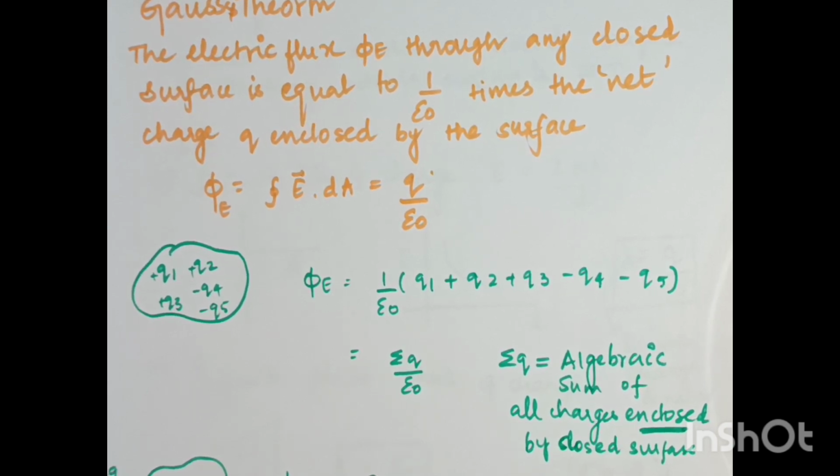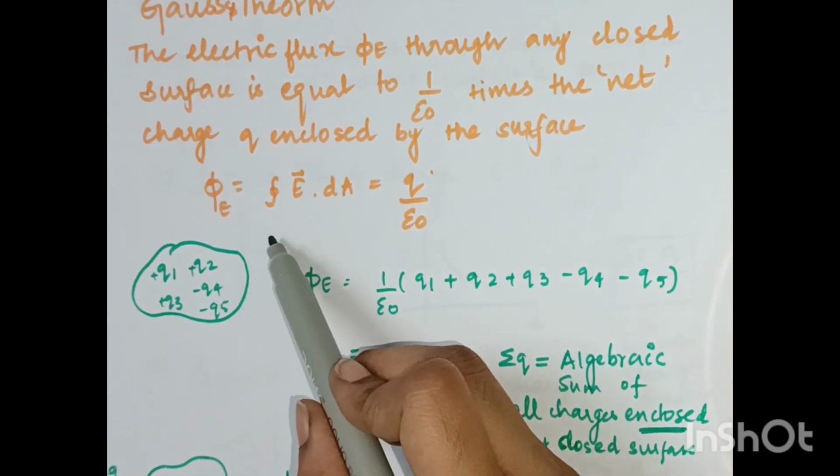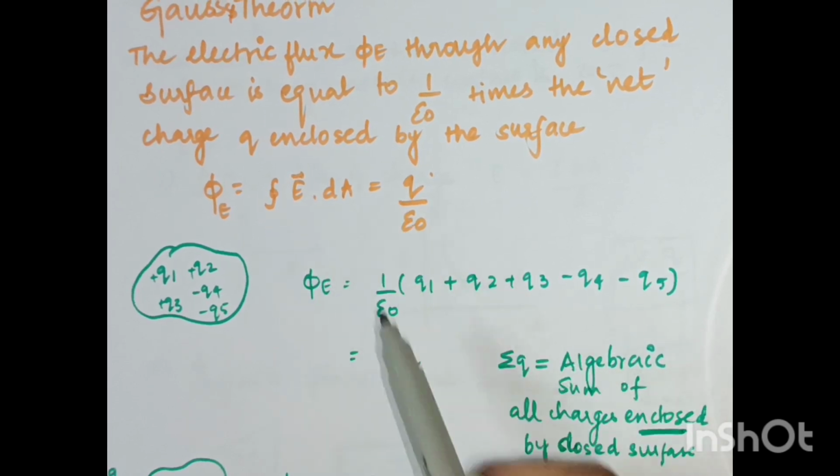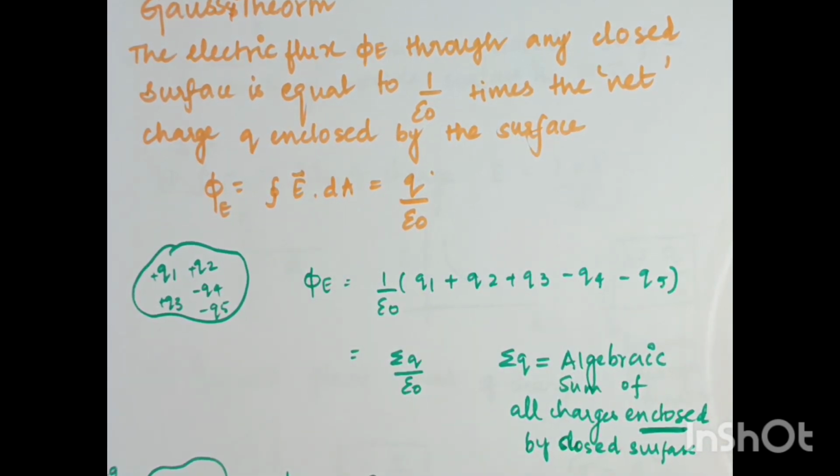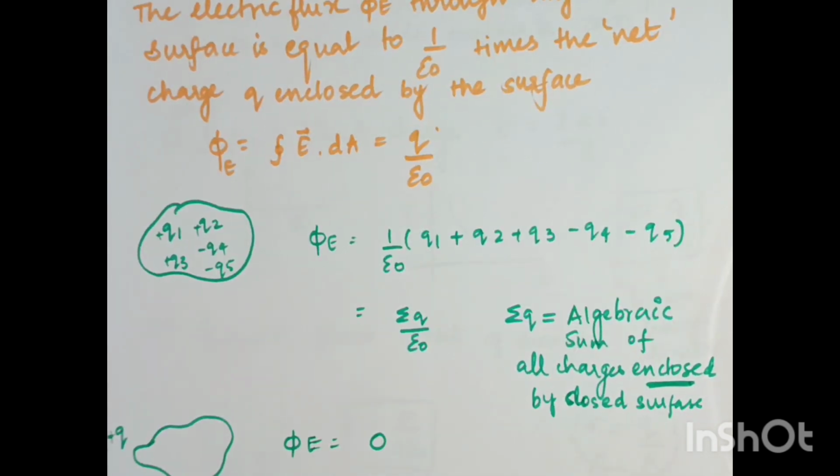So this is the algebraic sum of all charges enclosed by the closed surface. Please remember, it is a closed surface. If the same charge is present outside, then you should not consider the charge. Please remember that.